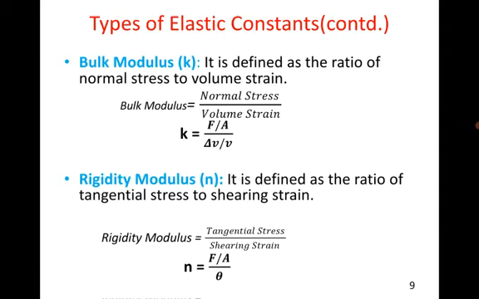The third elastic constant is rigidity modulus, and it is denoted by the symbol N. It is defined as the ratio of tangential stress to shearing strain, and N is given by F by A divided by theta.